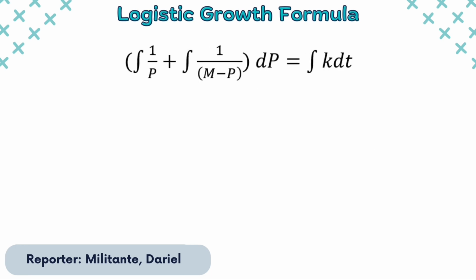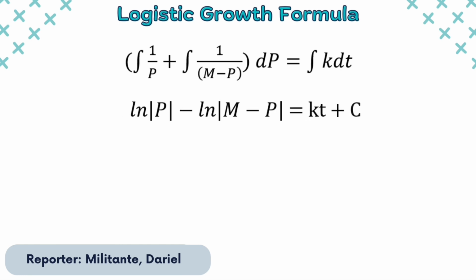Substitute the value of a and b. We will get the quantity of integral of 1 over p plus integral of 1 over m minus p dp is equal to integral of k dt. Now, we can integrate both sides with respect to p on the left side and t on the right side. It will give us ln of p minus ln of m minus p is equal to kt plus c.